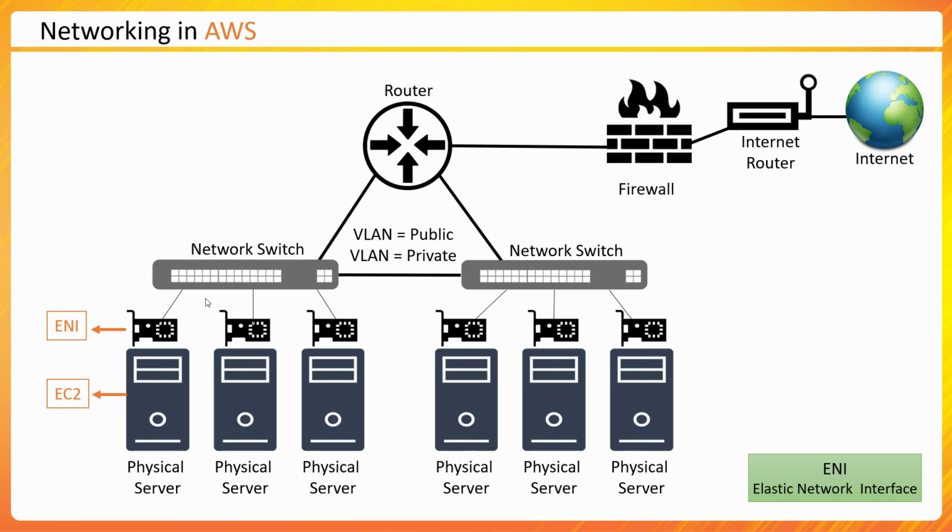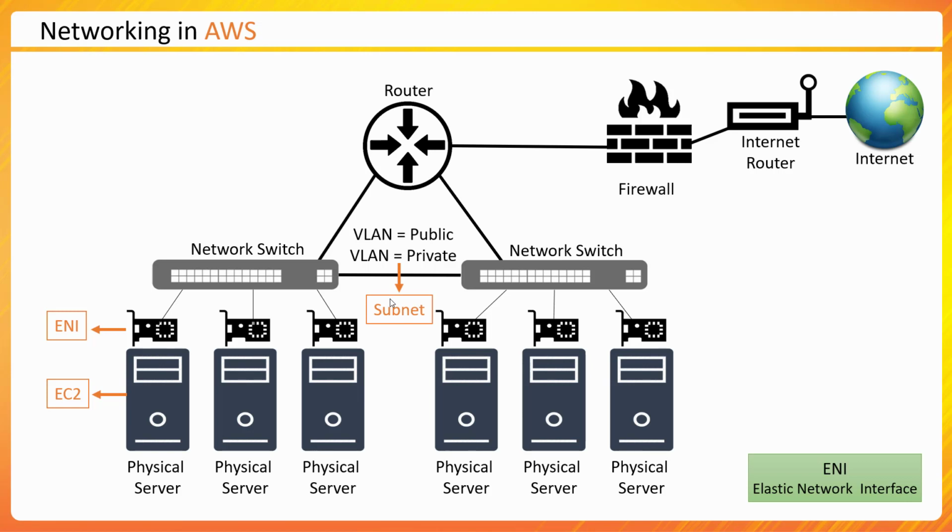Now, AWS doesn't give you access to create something called a VLAN. They give you a similar construct that is called a subnet. So a subnet is your logical isolation. Maybe I would have one subnet in which I would host my web server.